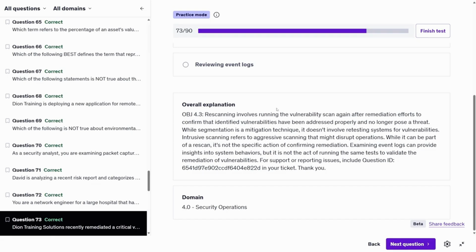While segmentation is a mitigation technique, it doesn't involve retesting systems for vulnerabilities. Intrusive scanners refer to aggressive scanning that might disrupt operations. While it can be a part of a rescan, it's not the specific action of confirming remediation. Examining event logs can provide insights into system behaviors, but it is not the act of running the same tests to validate the remediation of vulnerabilities.